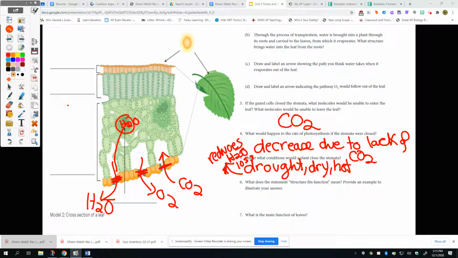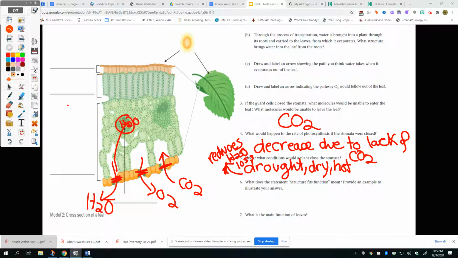And then it says, what does the statement structure fits function mean? And provide an example to illustrate your answer. We've talked about this multiple times. We talked about the structure of the small intestine with all the villi and microvilli increasing surface area. We talked about the inner membrane of the mitochondria increasing surface area to produce ATP. We've talked about the structure of an enzyme being so specific to the substrate that it gives it a specific function. Well, if you look at the leaf, the structure is still very specific to its function.